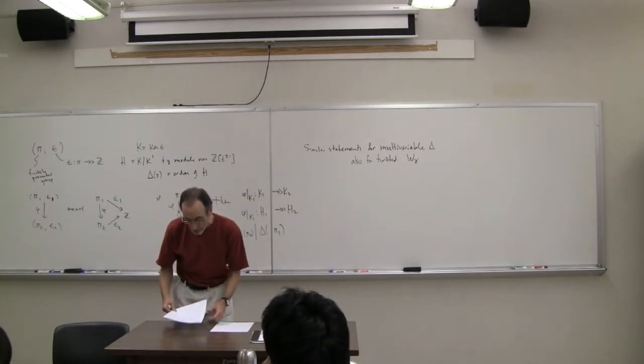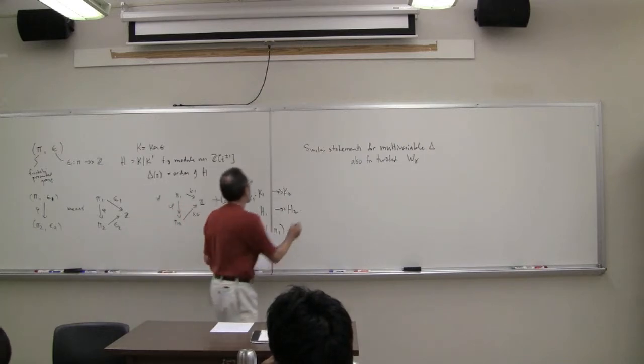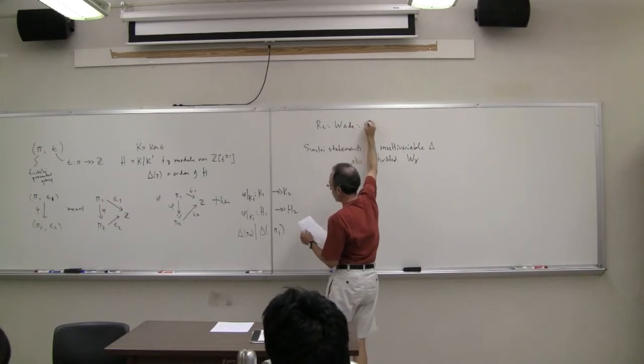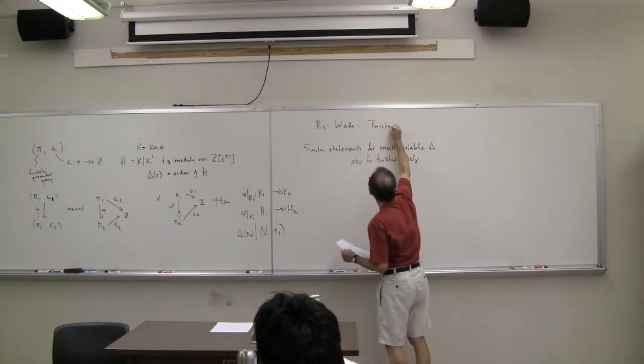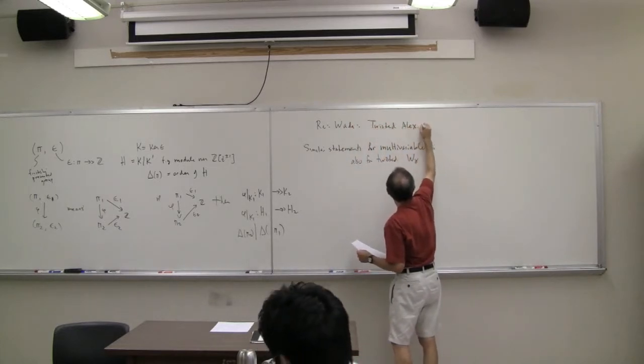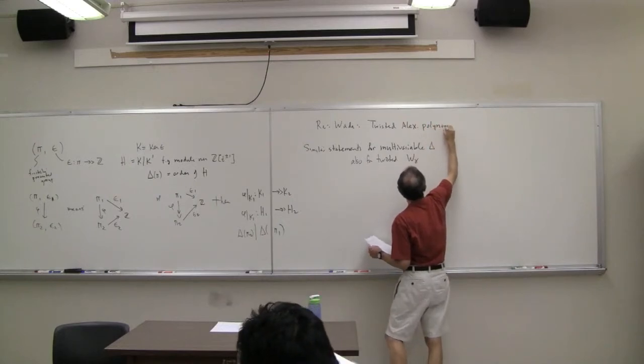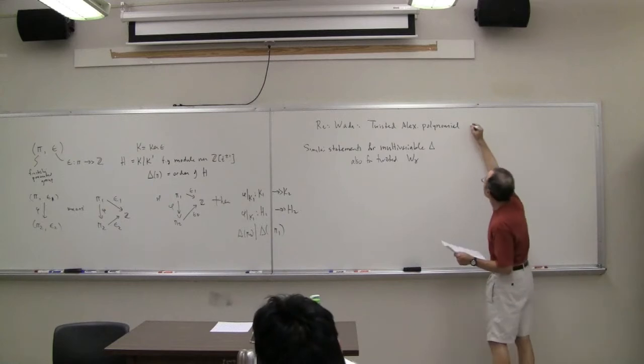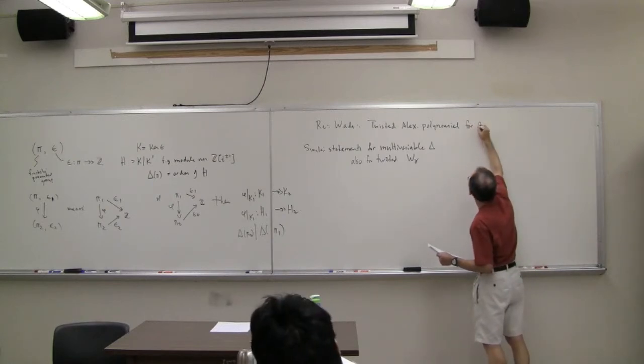So today the reference is Wada's paper, Twisted Alexander Polynomial. If you are doing a search, it is polynomial, not polynomials, for finitely presented groups.